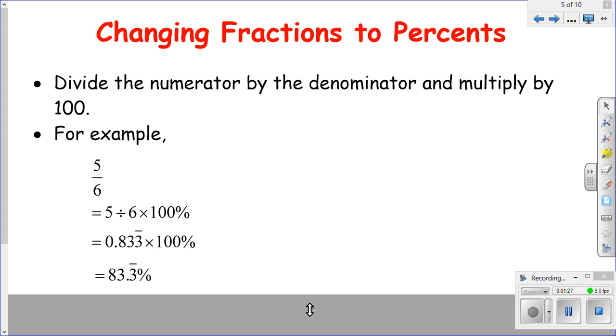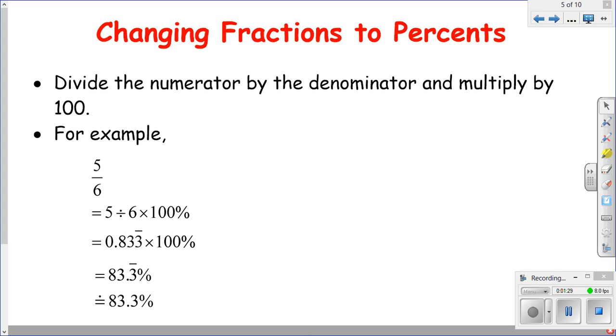And I still do that even with the percent answer. If I round it, I have to put the approximately equal to sign right here. That has to go on. And I round following proper rounding conventions.